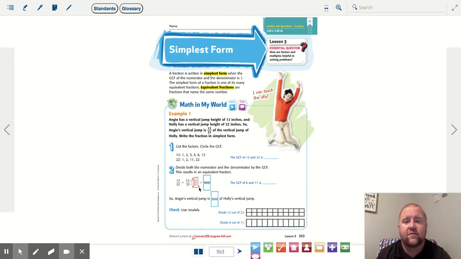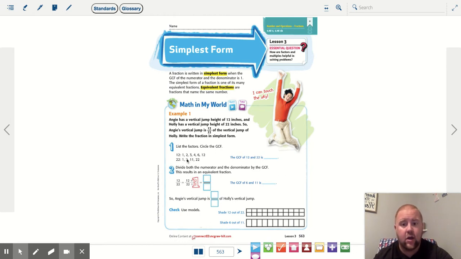So Angie has a vertical jump height of 12 inches and Holly has a vertical jump height of 22 inches. So Angie's vertical jump is 12/22 of the vertical jump of Holly. Write the fraction in simplest form. So what we do to find the greatest common factor is we list the factors of 12 and 22. So anything that multiplies together to give you 12 and anything that multiplies together to give you 22.